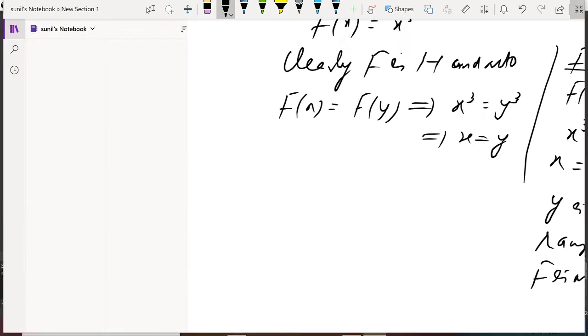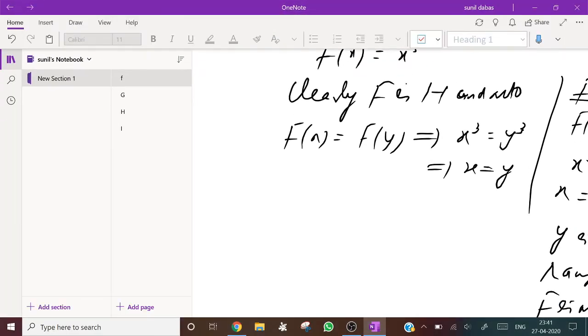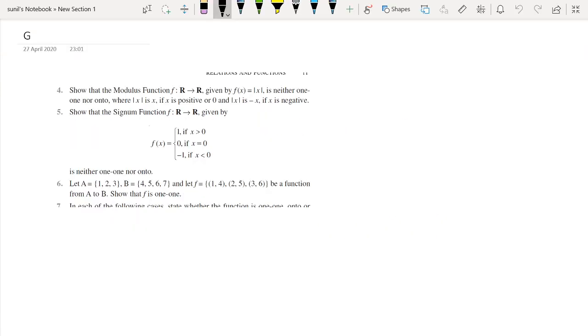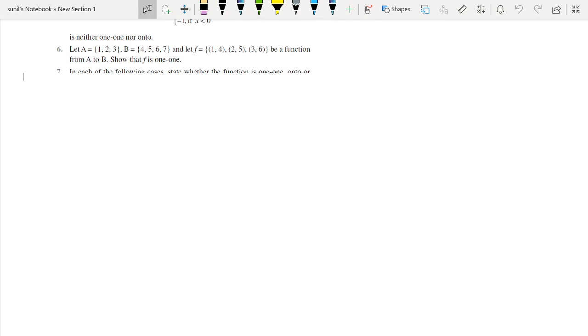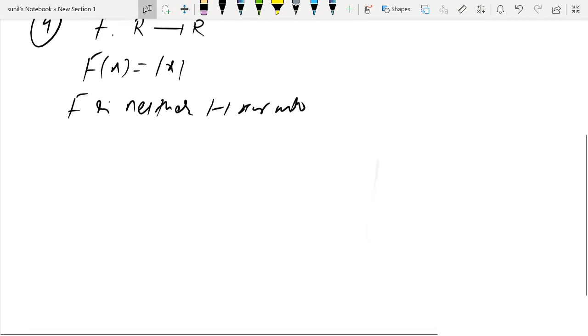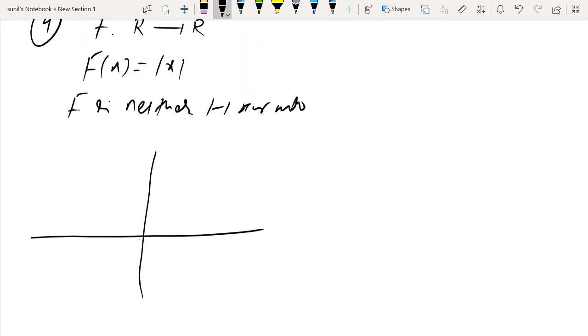Now let us move on to the next question. Let us see what those questions are. Now see, the question is something like this. Question number 4: f from R to R, f(x) is equal to mod x. I will say that f is neither 1-1 nor onto. You can visualize from the graph also. The graph of modulus x is something like this, and you can see that a horizontal line cuts at 2 points, therefore it is not 1-1.